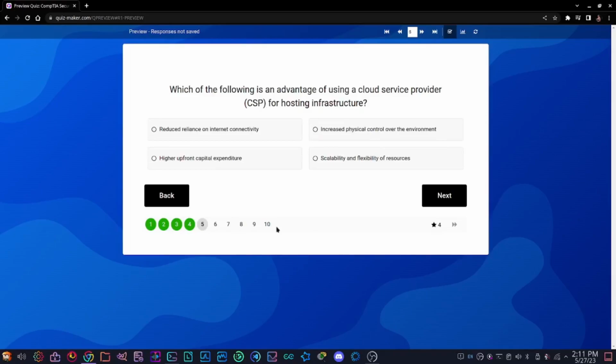Which of the following is an advantage of using a cloud service provider, CSP, for hosting infrastructure? So we have reduced reliance on internet connectivity, increased physical control over the environment, higher upfront capital expenditure, or scalability and flexibility of resources. Now, if we remember anything about cloud from when we were learning about it in Security Plus studies, and I know some of you have taken AWS or Azure certifications as well, that's great. But the answer for this one is going to be scalability and flexibility of resources.